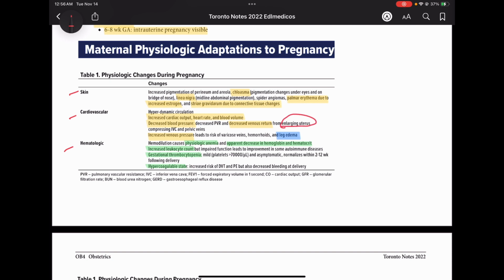The enlarging uterus, right behind it there is the inferior vena cava. It compresses the inferior vena cava and all the pelvic veins, which decreases the venous return back to the heart and increases the venous pressure down in the bottom part of our bodies. So that leads to risk of varicose veins, hemorrhoids, and leg edema also. So that's how leg edema is caused in pregnancy, because of decreased venous return and decreased pulmonary vascular resistance. This leads to decreased blood pressure, but the heart rate, cardiac output, and blood volume are increased.